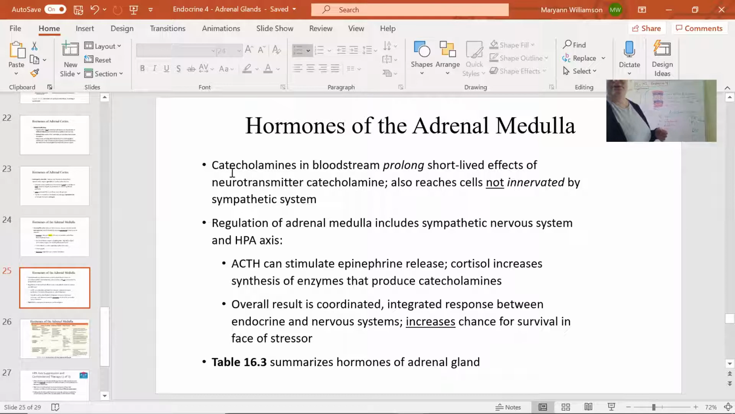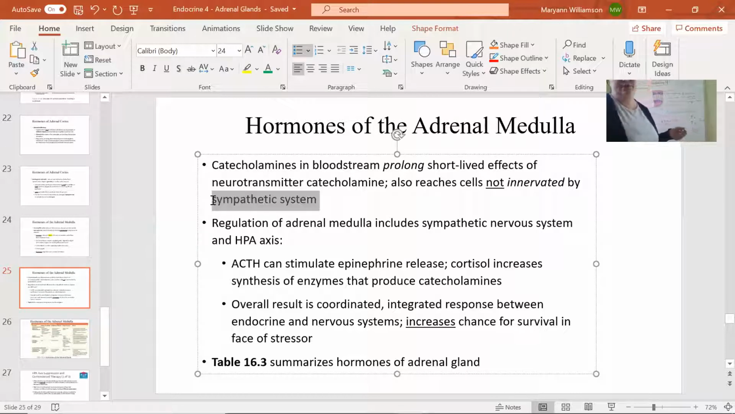So catecholamines in the bloodstream are going to increase the effects of the neurotransmitter epinephrine, and also affect cells that aren't innervated by the sympathetic nervous system. So it's going to have more of a systemic effect. The sympathetic nervous system is only going to activate cells that it synapses on, right? But if you can release epinephrine into the bloodstream and not just in your synapses, well, then it goes systemically and your whole body can respond. It's great.